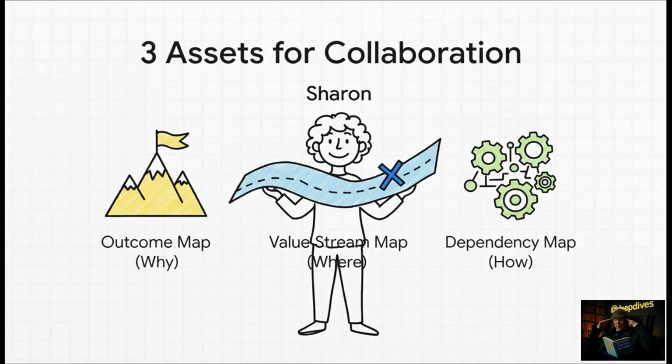And this is where Sharon played it so smart. She didn't just storm over to Carl's desk with demands. No, she came prepared with 3 visual assets. She had her outcome map to explain the why, the business goal they both shared. She had the value stream map to show the where, proving that his team's process was the biggest blocker in the entire system. And she had a draft dependency map to start a conversation about the how. This wasn't an attack. It was a data-driven invitation to solve a problem together.